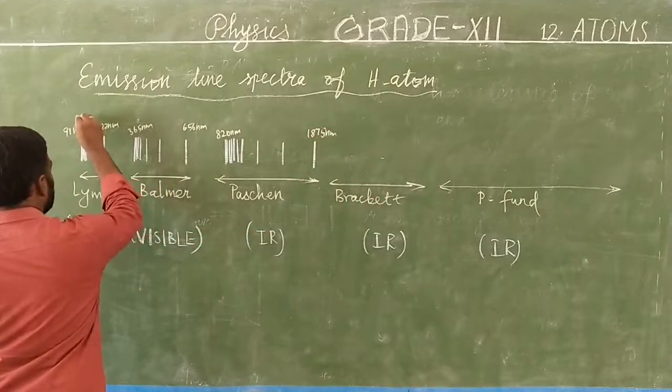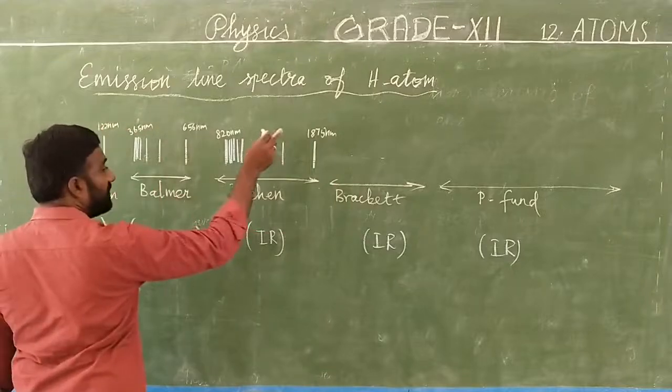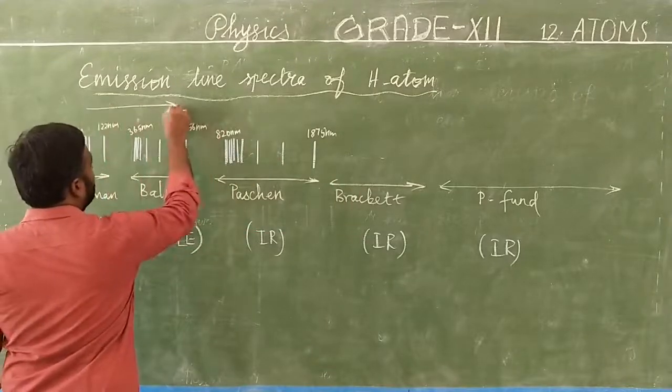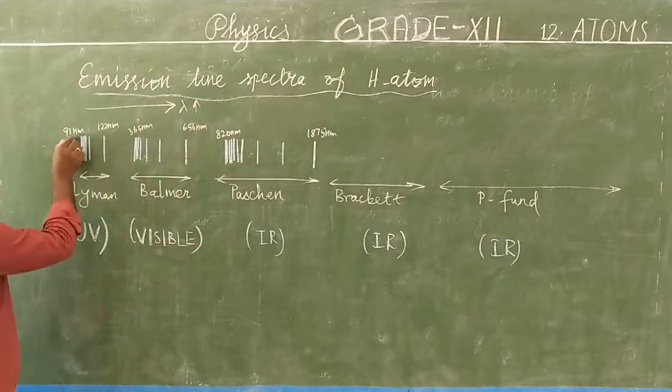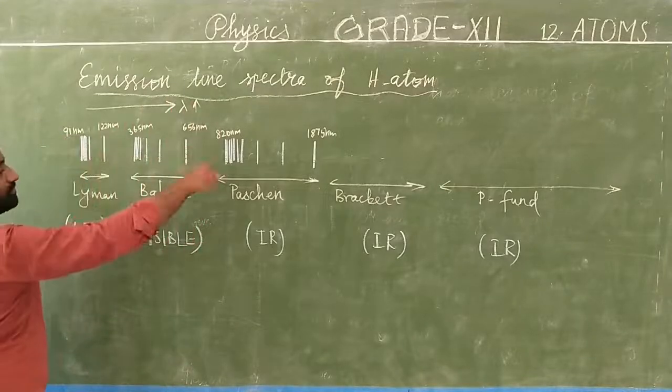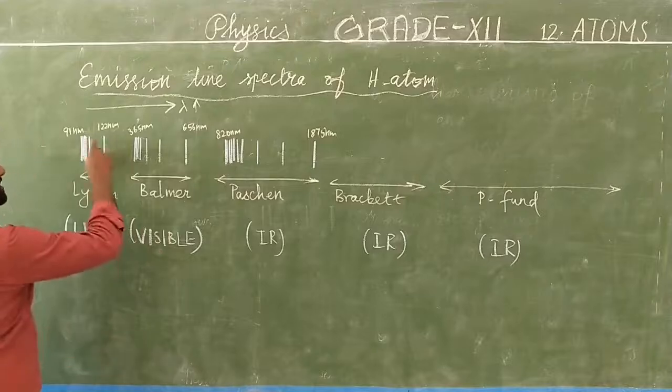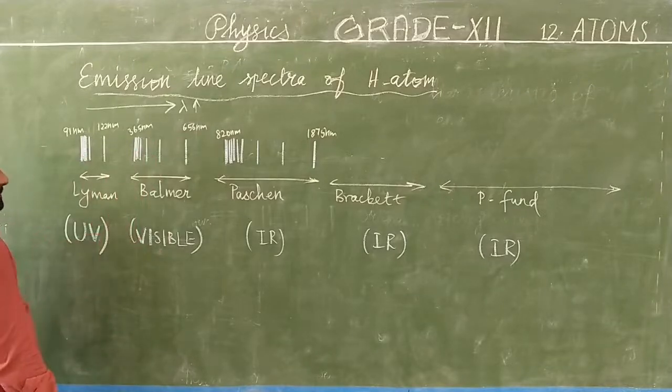From the first line of the Lyman series to the Pfund series, the wavelength is gradually in increasing order. You can see that it starts from 91 nanometers and goes up to the Pfund series. So gradually the wavelength is increasing. So from this, what is the spectral series?